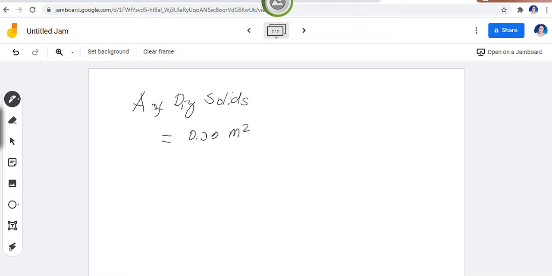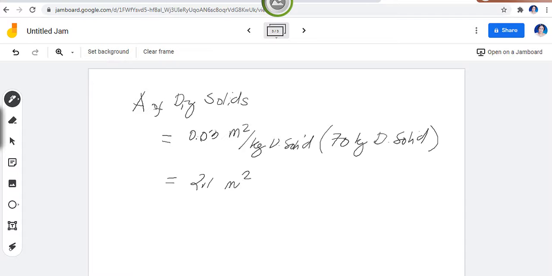so you have 0.03 meter squared per kilogram dry solid. And you need to multiply this with the kilogram of dry solid, which we know to be 70. 100 minus 30 is 70. So kilogram dry solid. So you have now an area which is equal to 2.1 square meter.